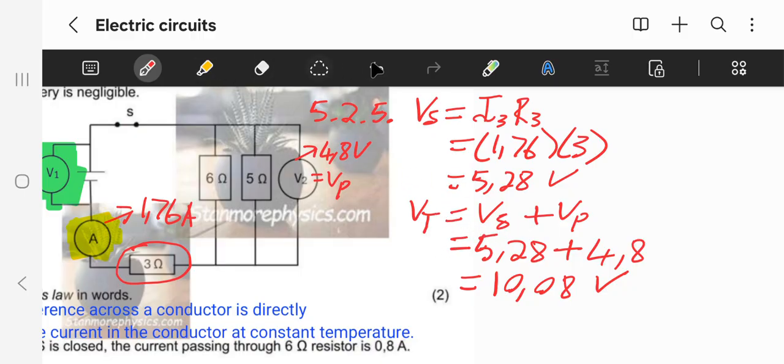In fact, instead of saying VT, maybe I should say V1, or I can say therefore V1 is equal to 10,08, since they said I must find V1, but I know that V1 is actually the total voltage. So yeah, that's how you answer this one. Let's go to the next one.